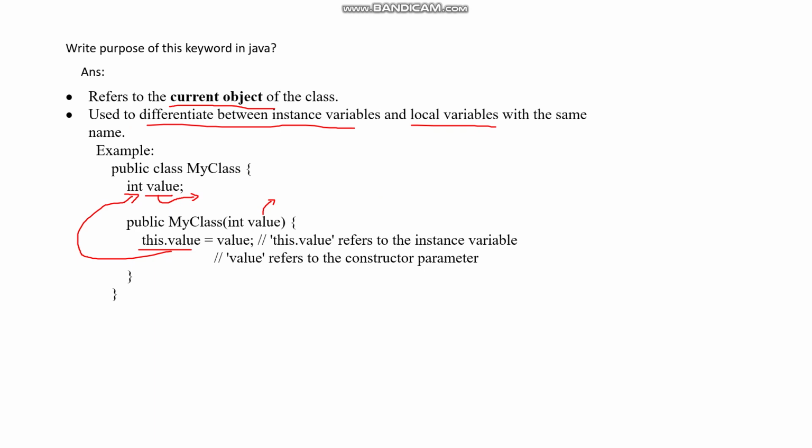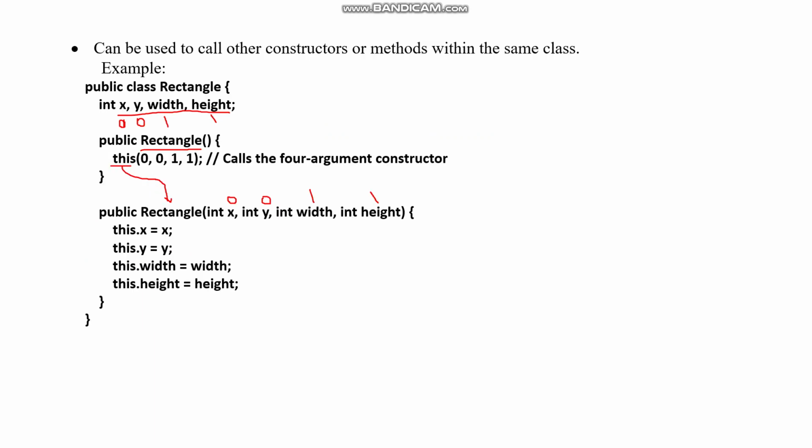The main purpose of the this keyword is to refer to the current object data, to differentiate between the instance variables as well as the local variables. In this example, value is the instance variable. To separate this value and the constructor value, we use the this keyword: this.value. And the second use is to call other constructors or methods within the same class. This is all related to the this keyword in the Java language.